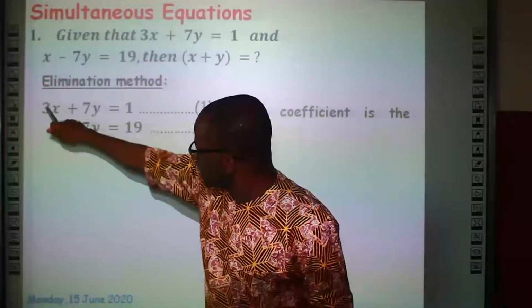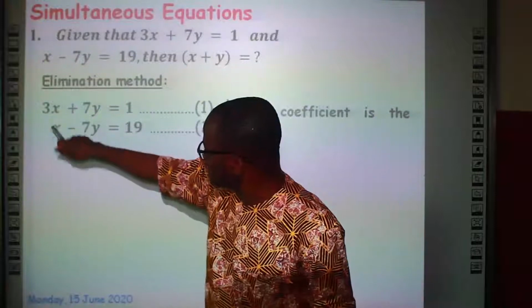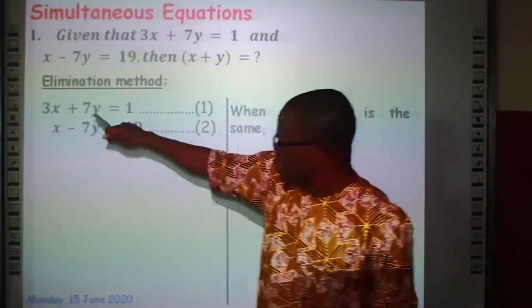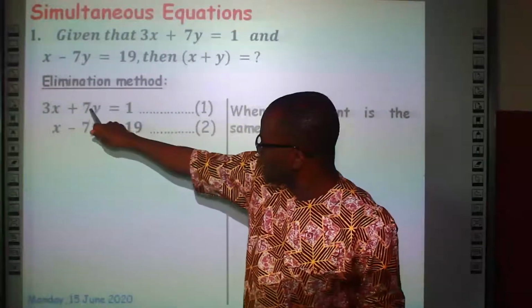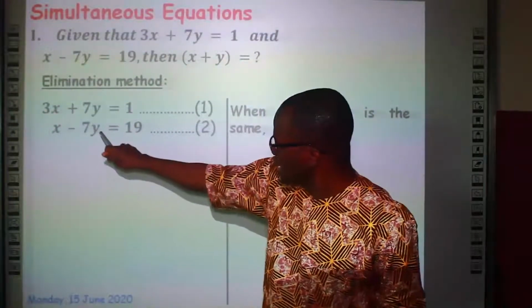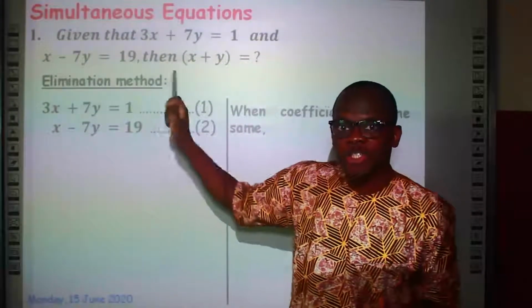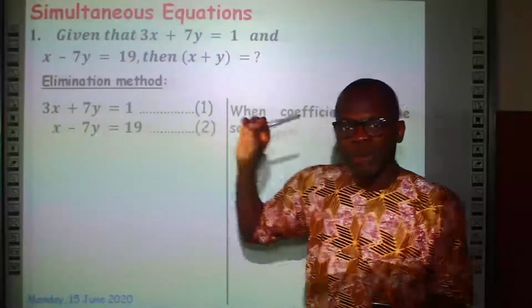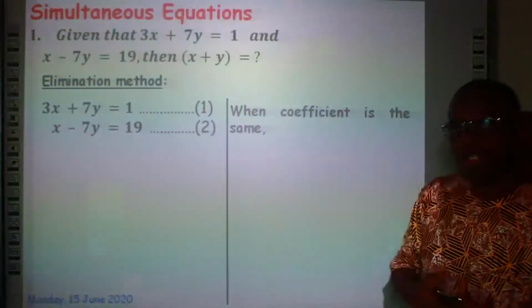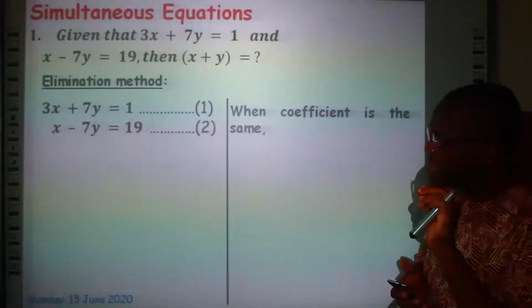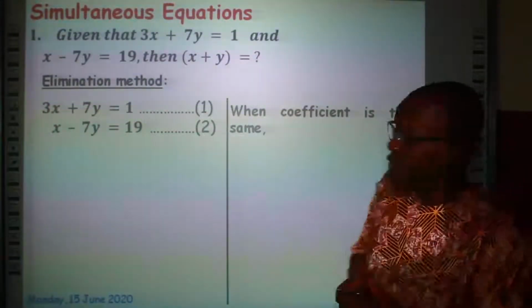So the coefficients of x in both equations are not the same, so we ignore that for now. But look at the coefficient of y in equation 1, which is 7. The coefficient of y in equation 2 is also 7. Aha! So the coefficients are the same. So this is how you start to use the elimination method. You look for the variable with the same coefficient.